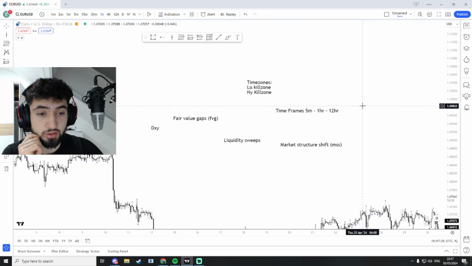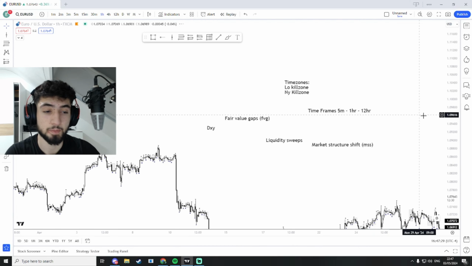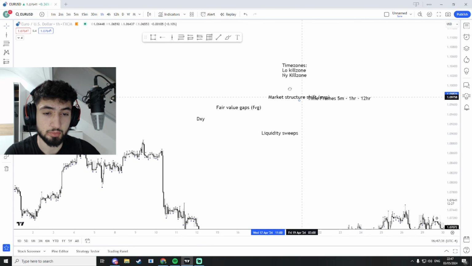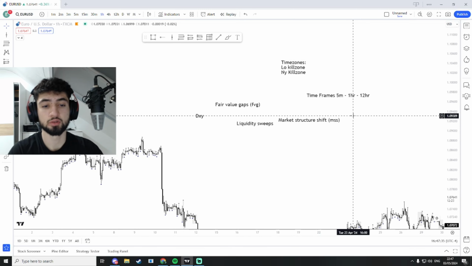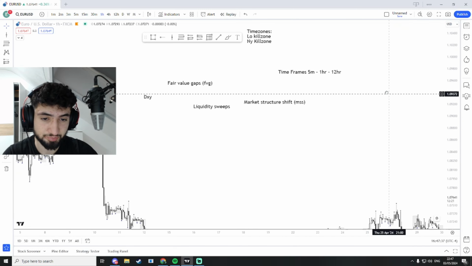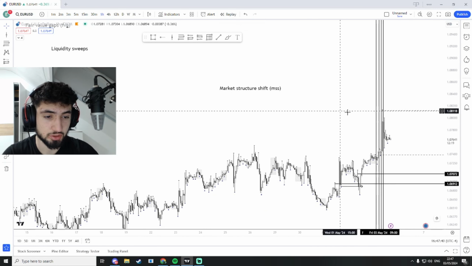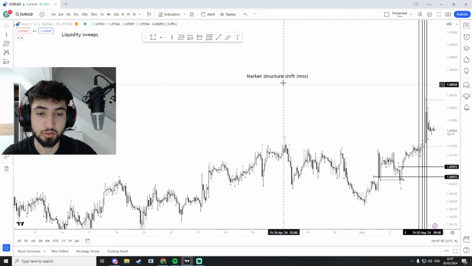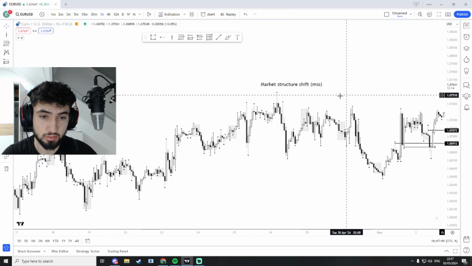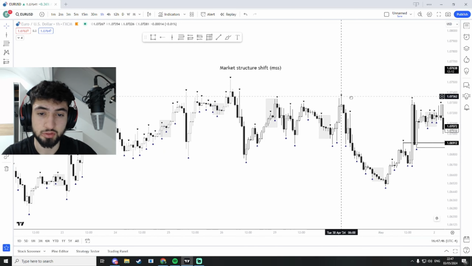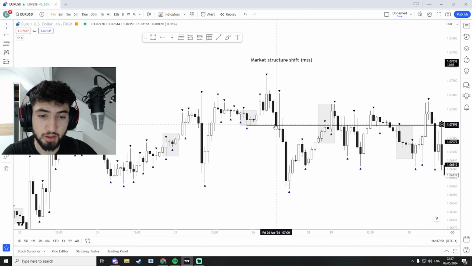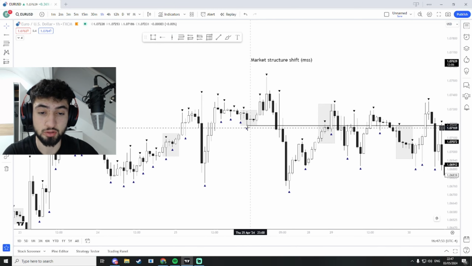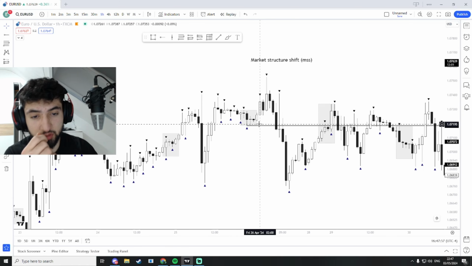Right, so let's get into the concepts that I use. I mainly use market structure shifts and liquidity sweeps for my trading. So what is a market structure shift? Let me give you an example. Just look on the charts randomly. Let's try and find one. Right here, you can see the body of the candle broke below this. That's a market structure shift. It's that simple, to be honest.